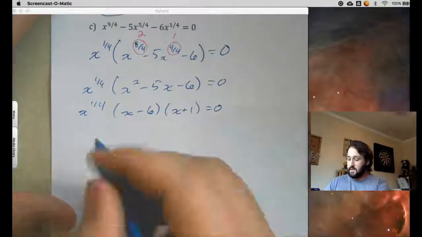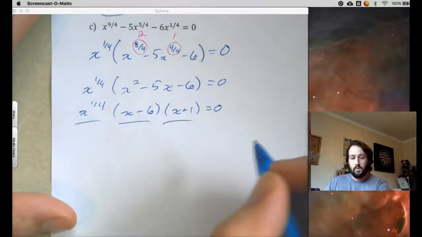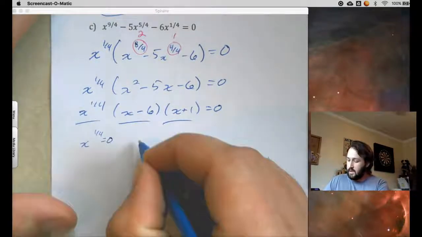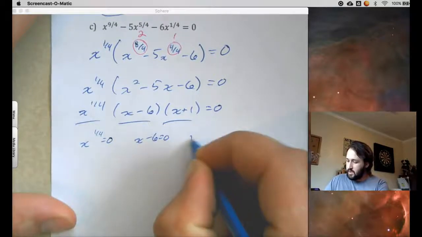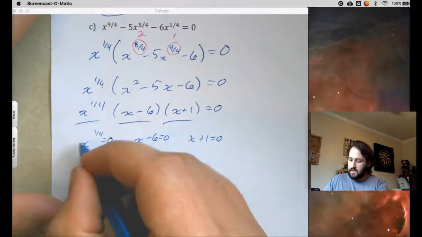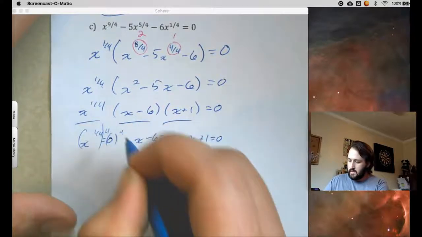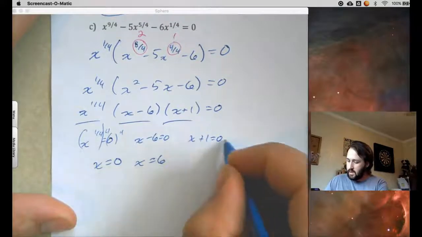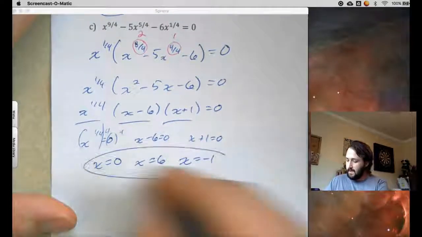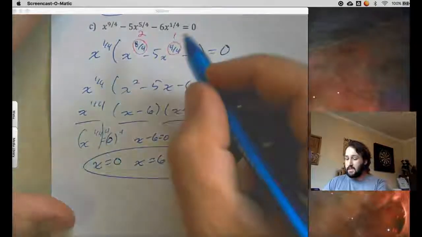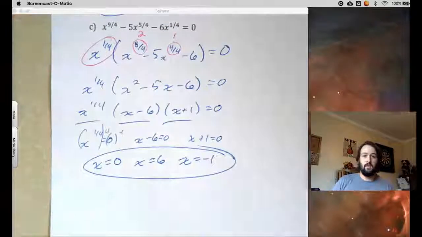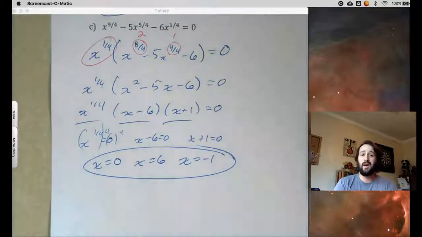So now with this, I have 3 factors that multiply to be 0, so they each must be equal to 0 for that to be true. So x to the 1/4 equals 0. X minus 6 equals 0, and x plus 1 equals 0. So with this one, if I take it to the 4th power on both sides, that means x equals 0. Add the 6, so x equals 6. Subtract the 1, so x equals -1. All right, and that's it. So biggest thing to notice here was this first step here, where I factor out the x to the 1/4. If you do that, it makes the problem a lot easier for you.